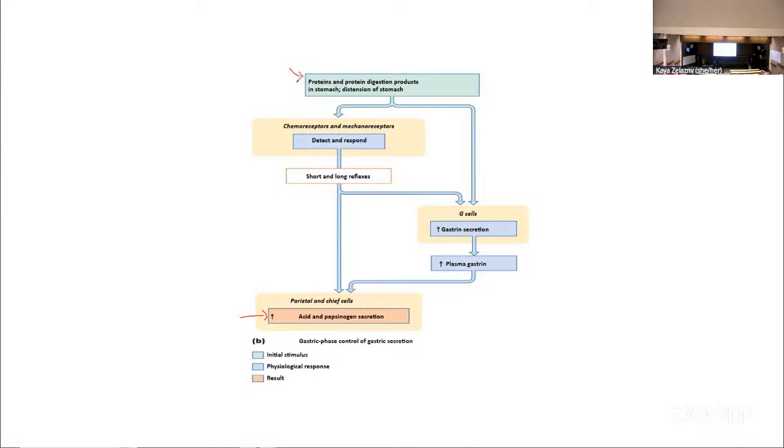So we have chemoreceptors sensing that chemical composition of the stomach. So that's the protein part. And mechanoreceptors feeling that mechanical stretch, that distension. So we're going to have some reflexes going directly to those parietal and chief cells. We're also going to have some longer reflex pathways that involve first locally producing this gastrin, but then sending it into your bloodstream. It swims around, gives signals to other parts of the body, but ultimately comes back and helps you produce more acid and pepsinogen.